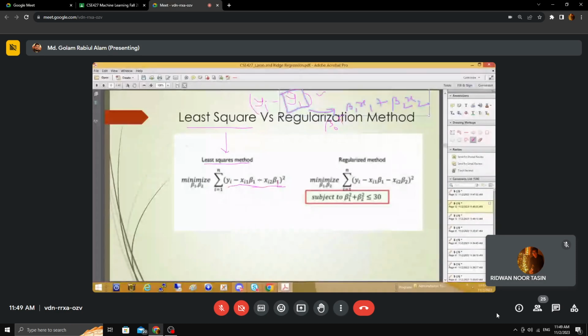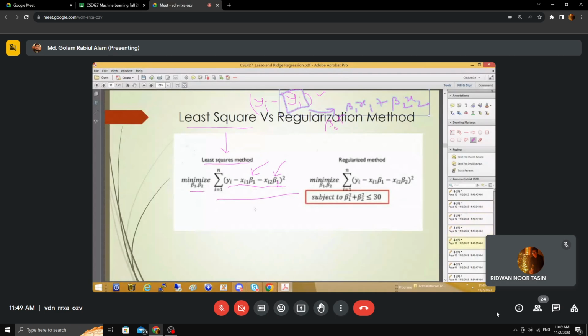Okay, so in this case we have just two variables, and we need to find the optimal values of those. We have just two slopes where we assume the intercept is zero. So that is the equation, the least square method, the optimization objective function. It will be the minimization over beta 2 and beta 3.